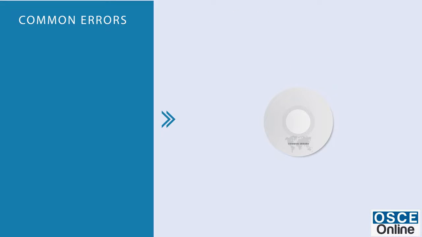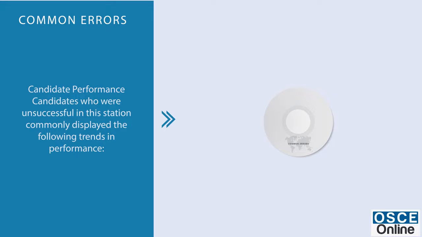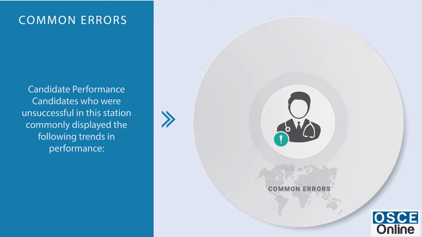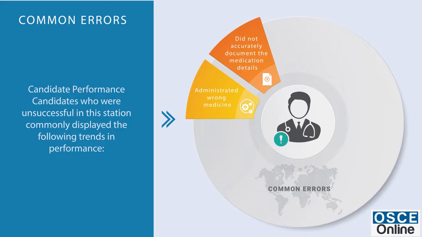Common errors. Candidate performance. Candidates who were unsuccessful in this station commonly displayed the following trends in performance. Administered wrong medicine: candidates administered medication which should not have been given at that time. Did not accurately document the medication details: candidates did not accurately document administration or non-administration of medication.